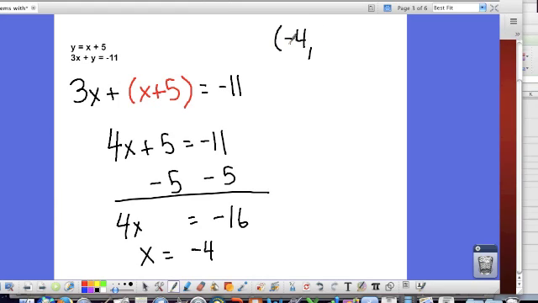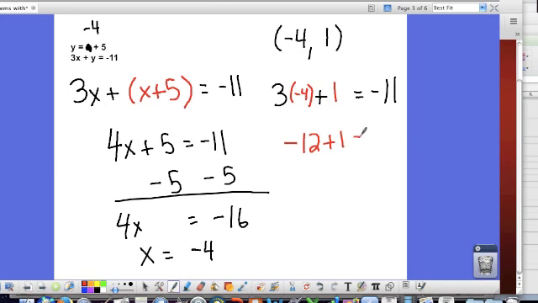My solution is going to be an ordered pair of x and y coordinates. To find the y value, I'm going to take out this x and substitute it with negative 4. Negative 4 plus 5 is 1. So now I'm going to rewrite this second equation over here, and I'm going to erase the letter x and the letter y. For x, I'm going to put in negative 4. For y, I'm going to put in 1. 3 times negative 4 is negative 12. Negative 12 plus 1 equals negative 11. So this checks. I have the correct answer.